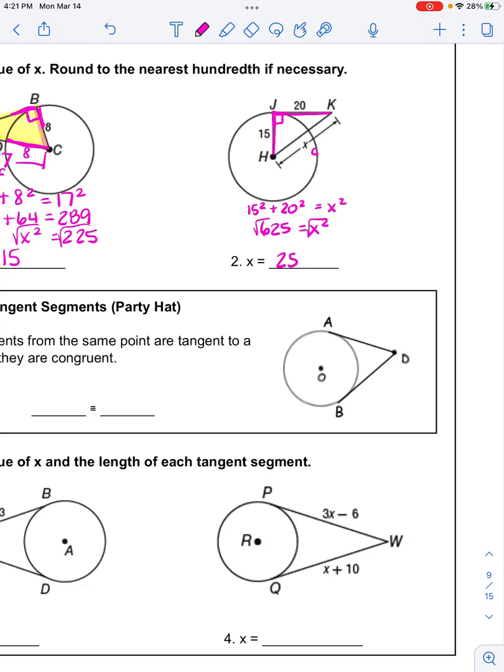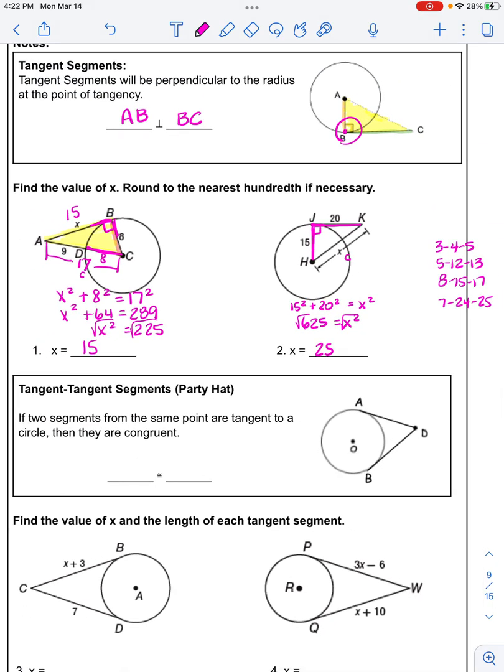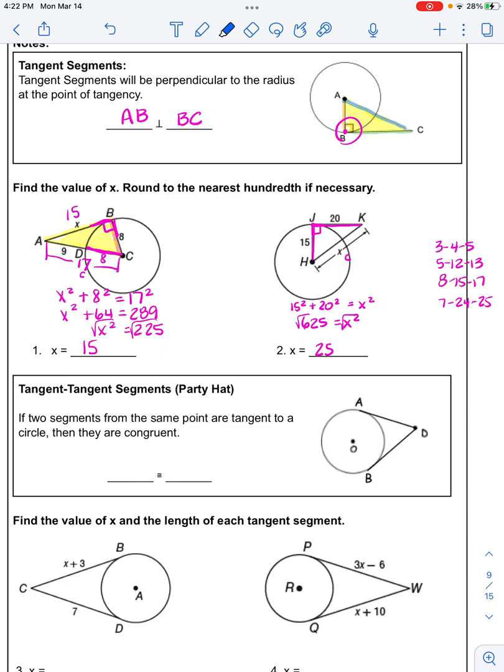Now, both of those are Pythagorean triples. If you happen to remember your triples, we have a 3, 4, 5, a 5, 12, 13, an 8, 15, 17, and a 7, 24, 25. Number 2 is actually a 3, 4, 5 multiplied by 5. But if you don't remember your triples, no problem, just use Pythagorean theorem. So whenever you have a tangent and a radius, in that kind of problem, you're always going to have one piece of the triangle come into the triangle.